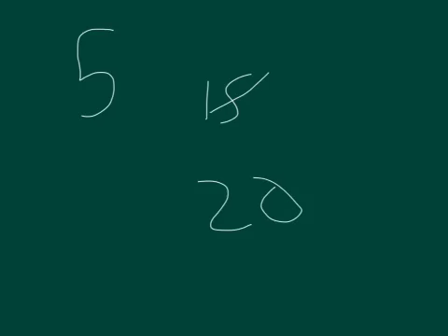The next number we are going to do the divisibility rule for is 5. The number has to end in a 5 or a 0, or else it's not divisible by 5. So 15 is divisible by 5, that makes 3. 20 is divisible by 5, that makes 4. 105 is divisible by 5.